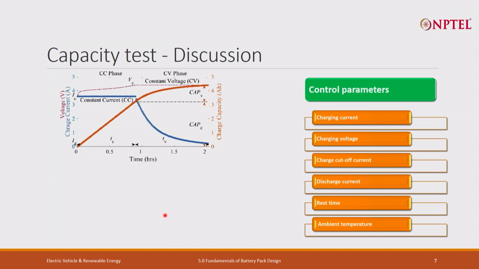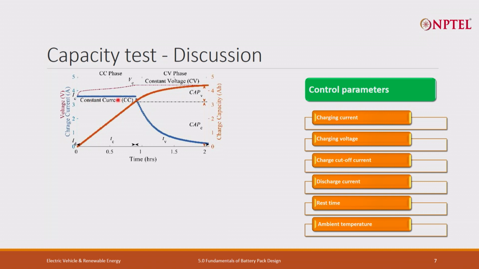So let's see what are the different control parameters which you will be setting while doing this capacity test. First is the charging current. So charging current is the CC current, the IC value. The charging current, as we saw, is C/3. So this is the current which will be specified.